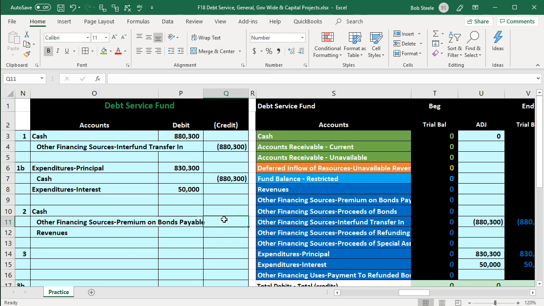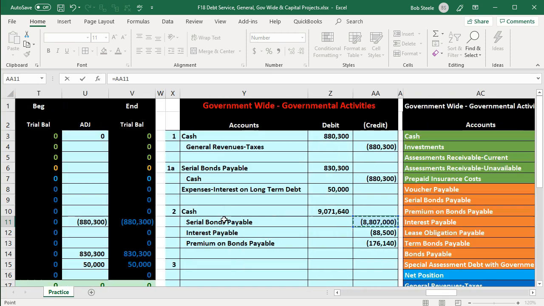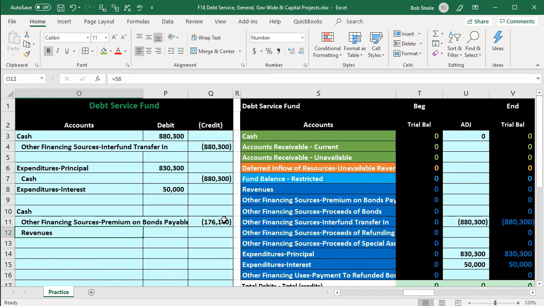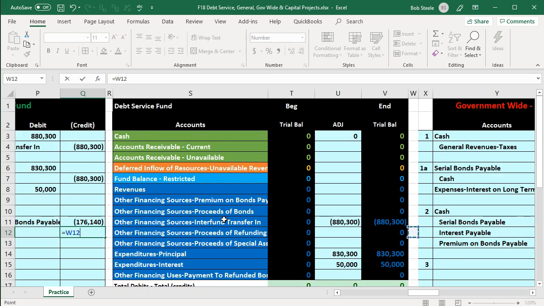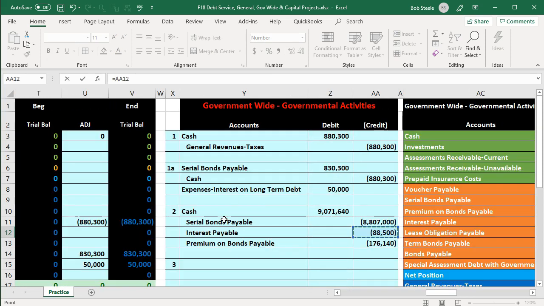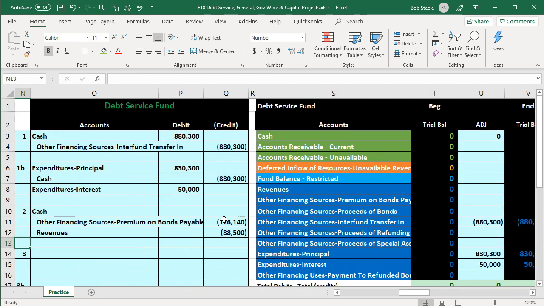So we'll pick up these amounts. This is going to be equal to, and if we consider our journal entry, we're going to be picking up the premium amount. That's the amount that's going to go to other financing sources. And then this is going to be equal to the amount that's going to go to the interest payable. So when you think about the debt service fund, I would think about this because, again, it could be a bit confusing.